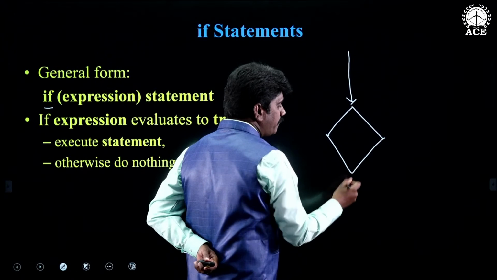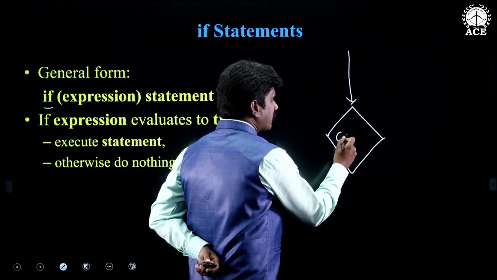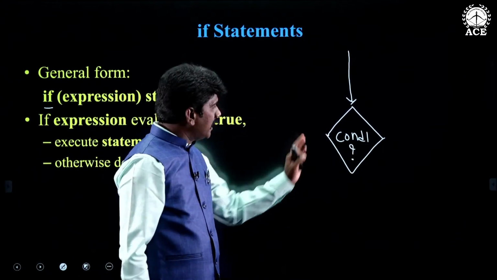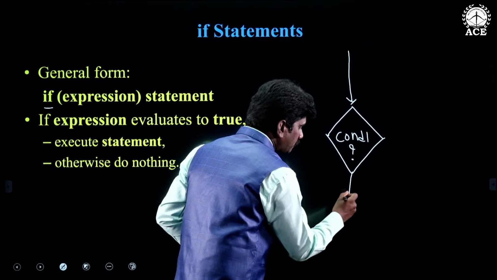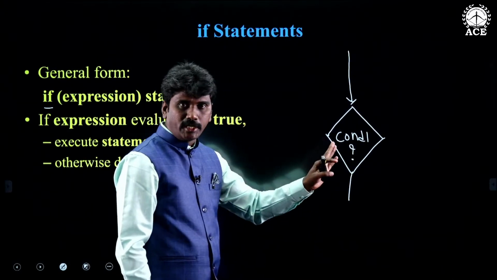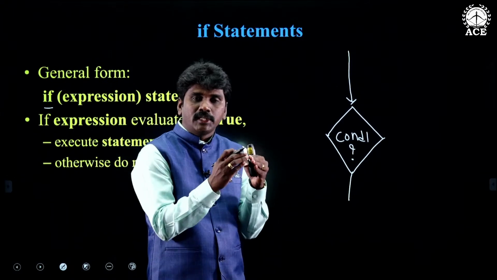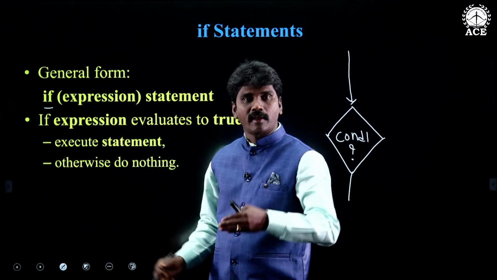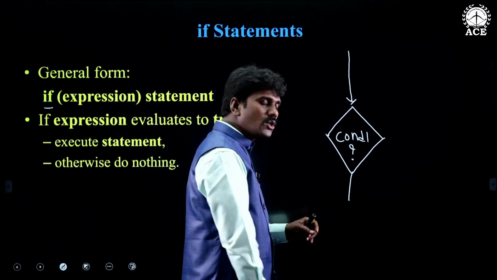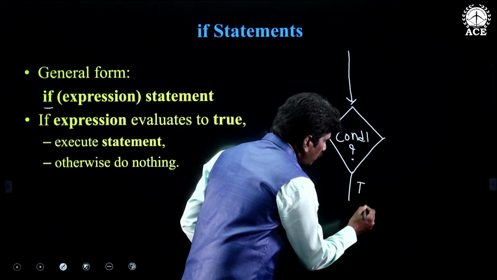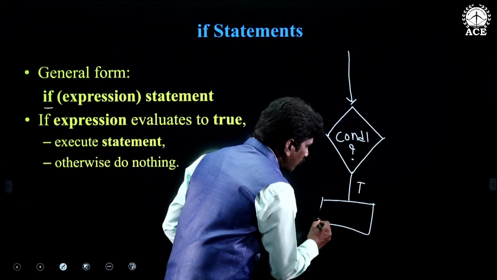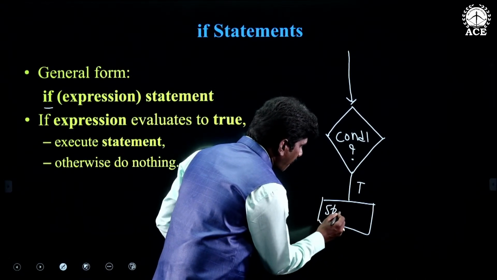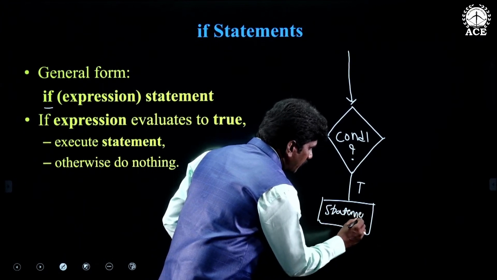While execution of the program, there is one condition. Let me take it as condition 1. If this condition 1 is true, it means the condition is going to be checked. The condition result is going to be either true or false; in this case, expression and condition are the same. So if condition 1 is true, then whatever statements are inside are going to be executed. These are the statements, one statement or multiple statements.